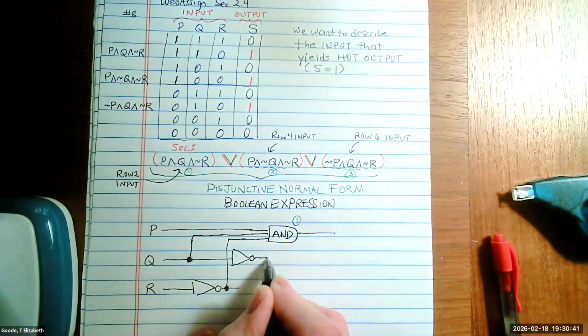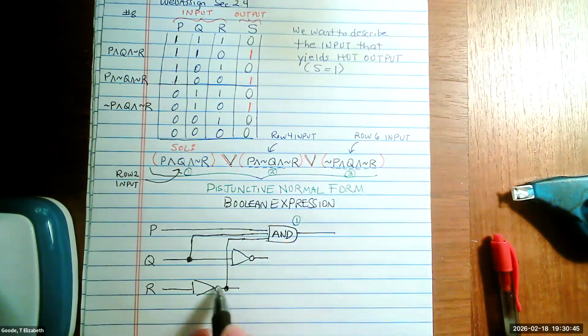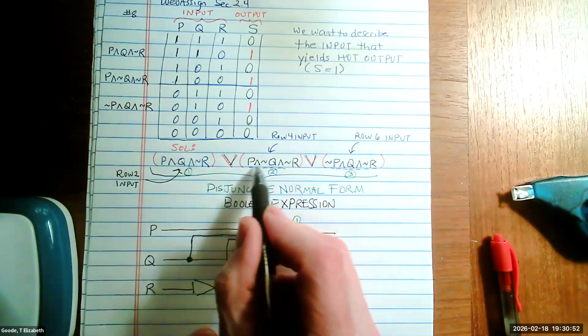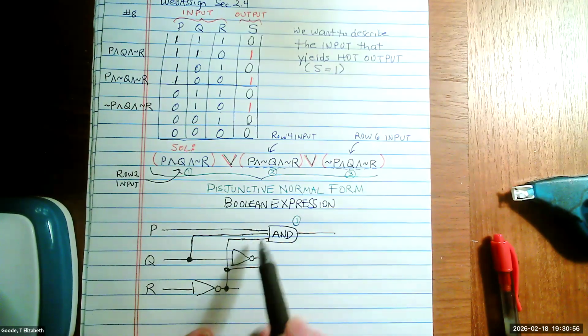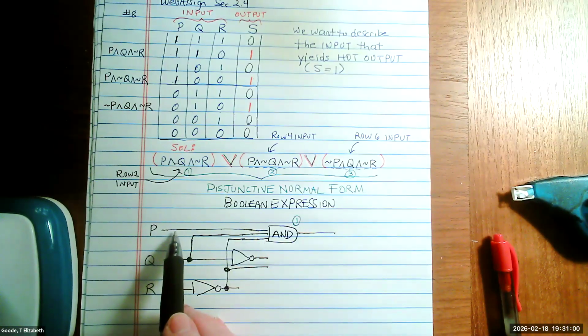And that's my not Q wire right there. I already have a not R wire here, so I'll just draw from it. And we need a P wire. Now I've got P wire all across here. I can draw from here. I can draw from here.